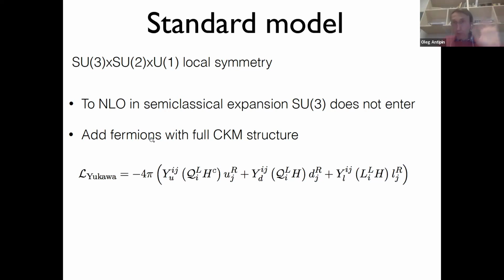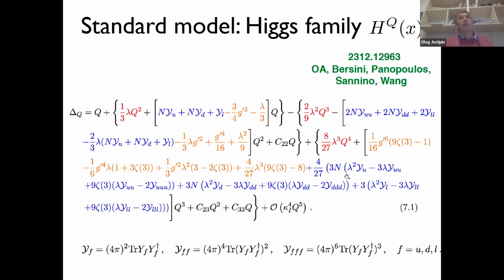We added fermions in full generality, the full Cabibbo-Kobayashi-Maskawa matrix, the full 3 generations of that model. Everything is realistic. And you can obtain basically the anomalous dimensions of these operators, Higgs to the power Q in this case. And this is the full result.